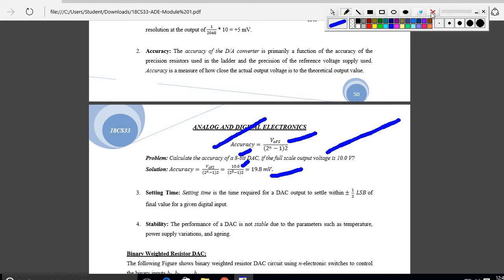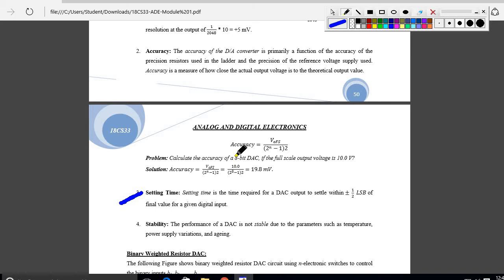And next is settling time. Settling time is the time required for the DAC output, the analog signal output, to settle within plus or minus half of an LSB of the final value for the given digital input.